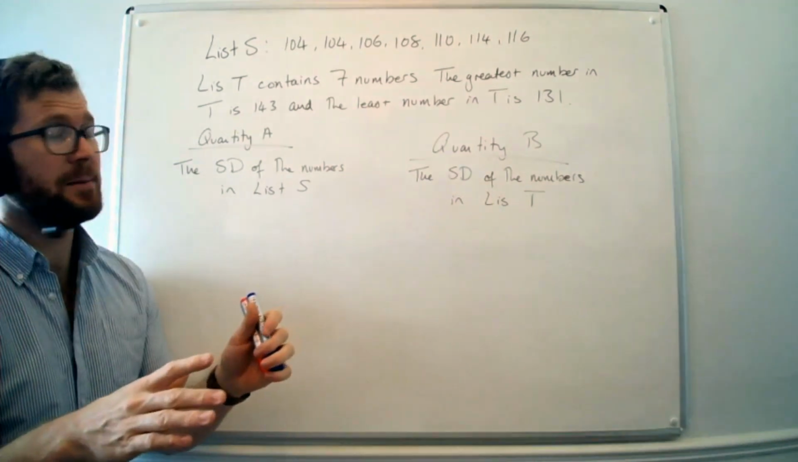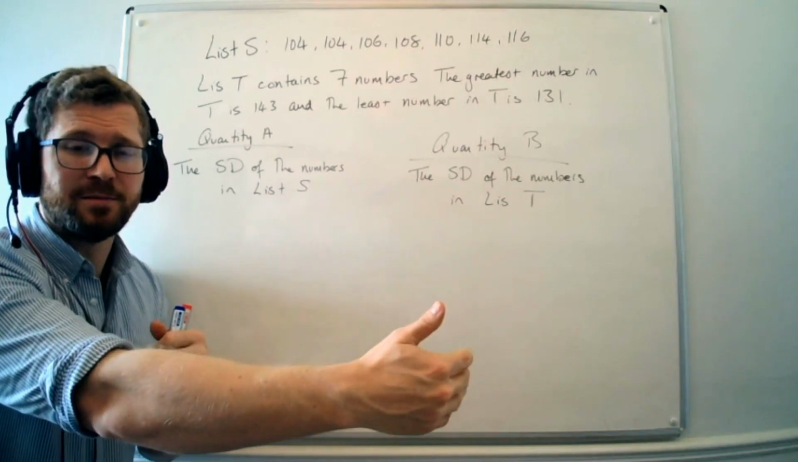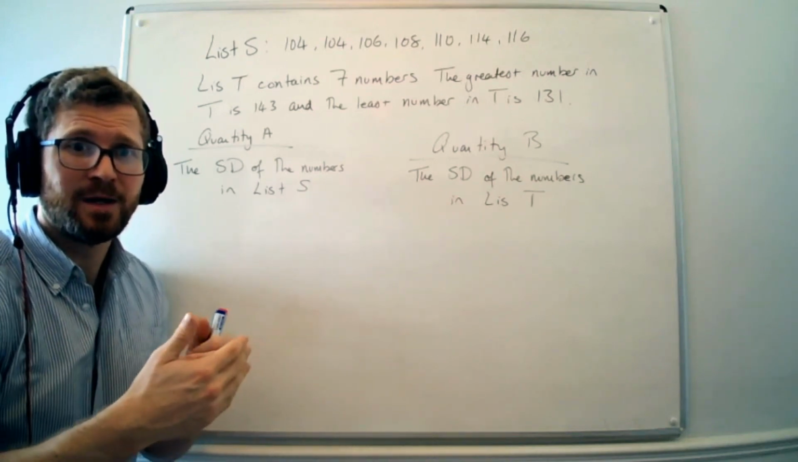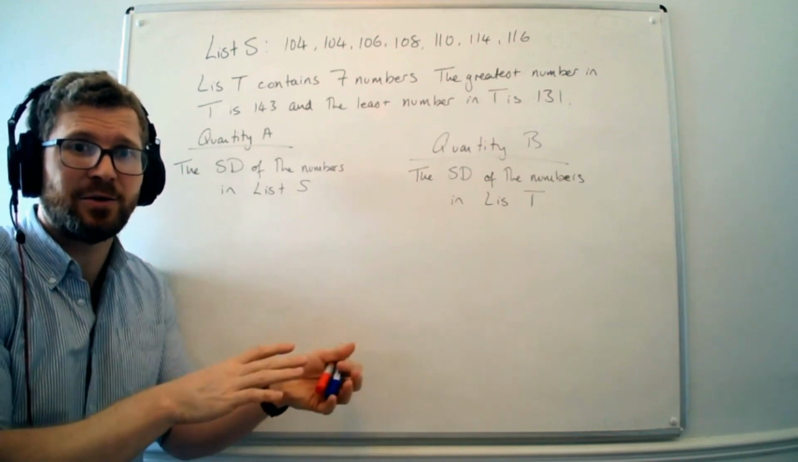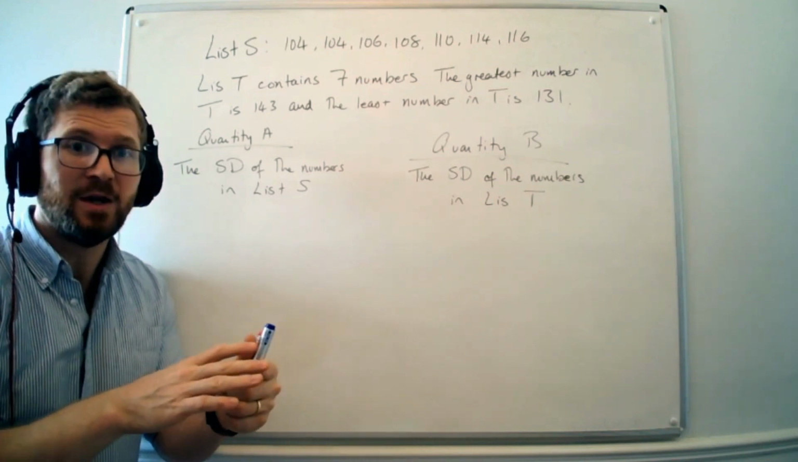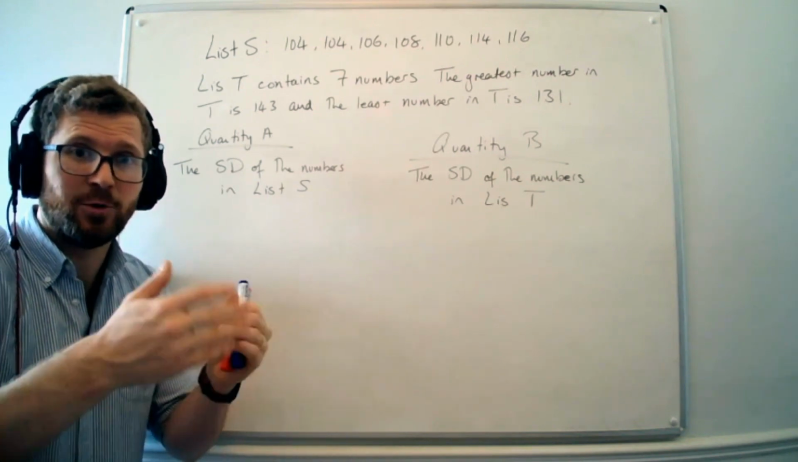In list T, I only know about two things. I know the smallest number, I know the largest number. I don't know anything in the middle. And so that means that I am going to struggle to figure out how spread out the numbers are in list T. So I'm going to give you two scenarios. That's going to help us get to an answer here.